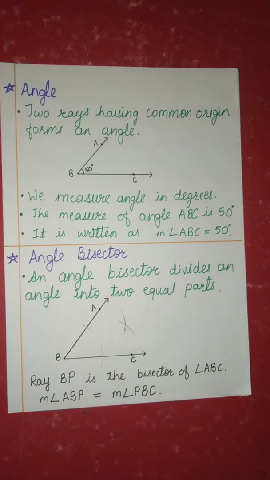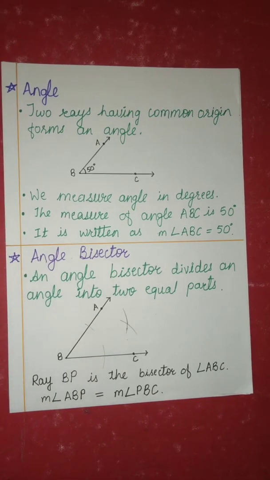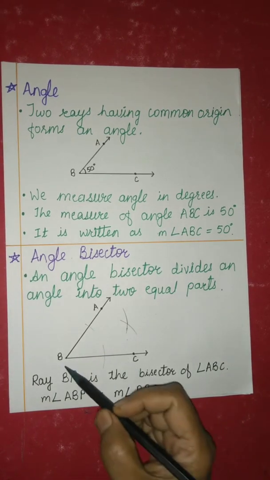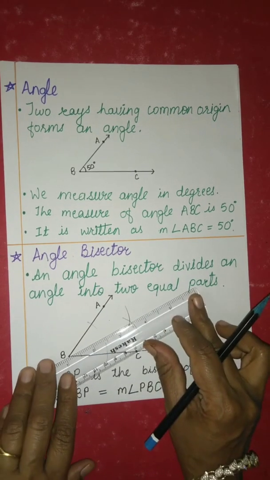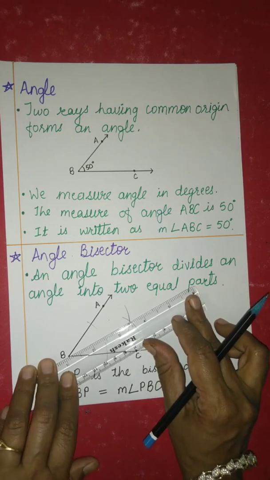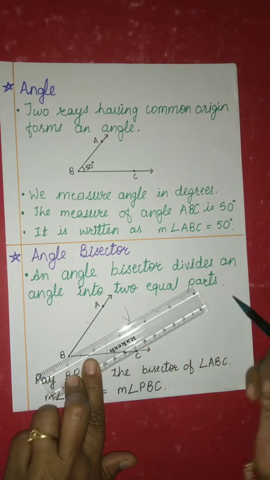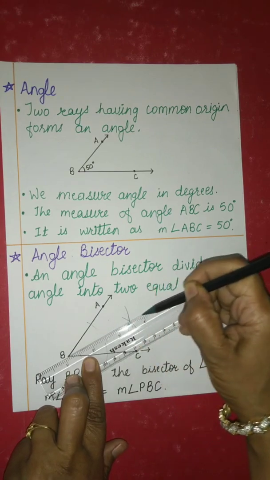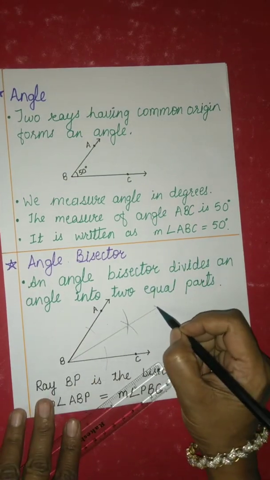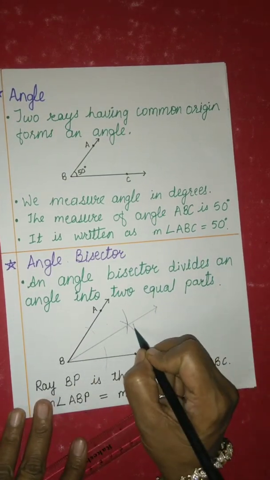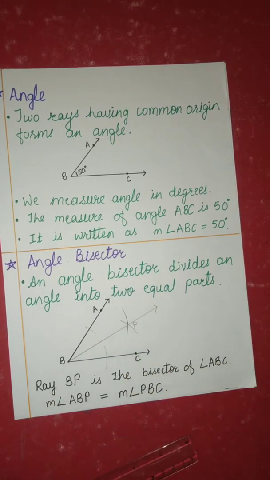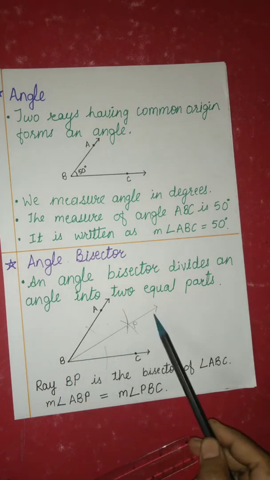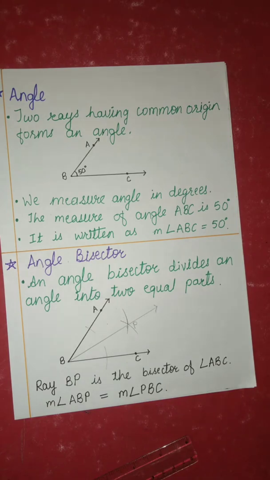Now, join vertex B and this point of intersection using a ruler. See how I am keeping the scale. Draw it like this. Give the arrow. Give the name P to this intersecting point. And now see here that this ray BP is the angle bisector of angle ABC.